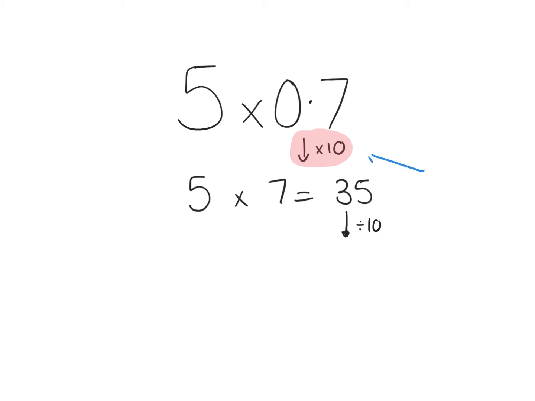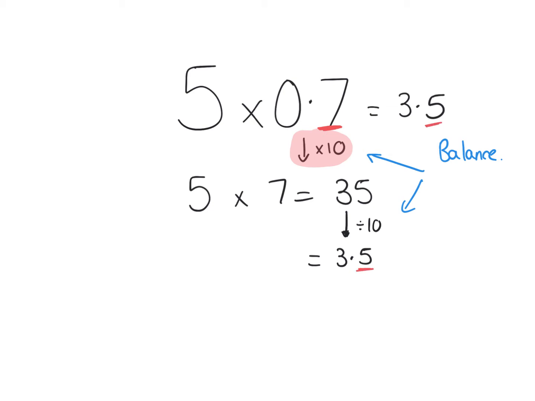these two values balance each other out. So 35 divided by 10 gives me 3.5. So therefore my answer is 3.5 in this instance. Now a good little checker at the end after you've done this is that there were, and I'll underline these in red, one decimal place in my value in my question, and there is one decimal place in my answer.